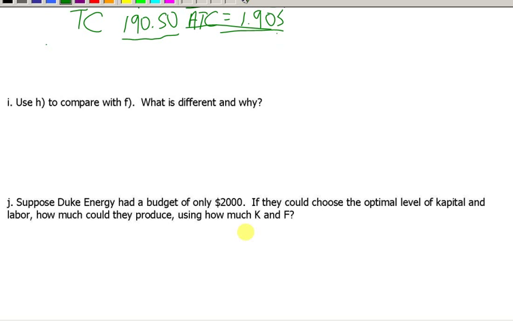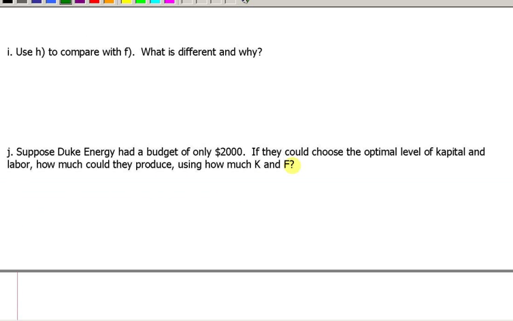Okay. Suppose Duke Energy had a budget of only $2,000. Let's look at this question. Suppose that they just didn't have as much money as they wanted to, but they just had to produce as much output as they could, and they only had $2,000 to spend. How much capital, how much fuel would they use, and how much output could they produce hypothetically if they could adjust their capital and their, well, not labor, we're assuming that our variable input here is fuel.